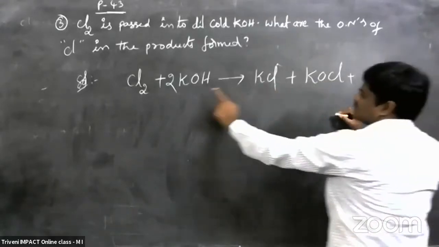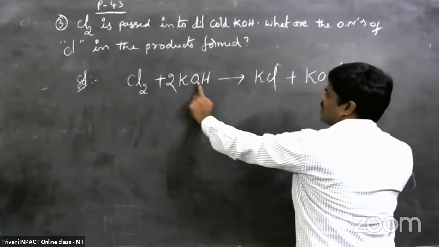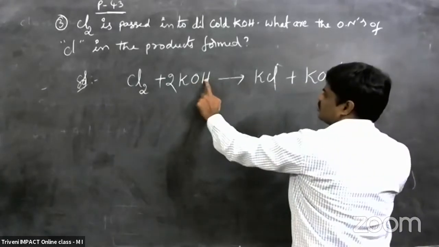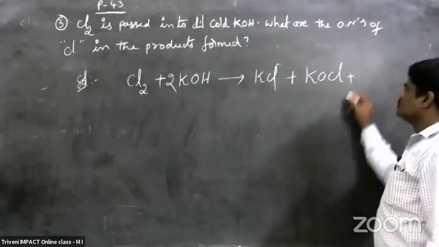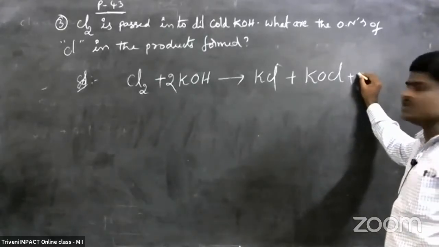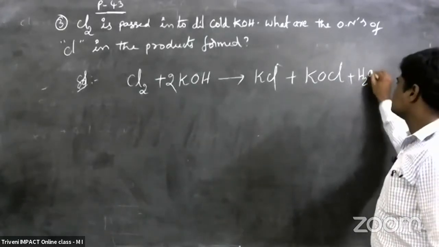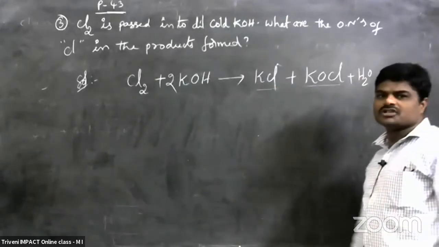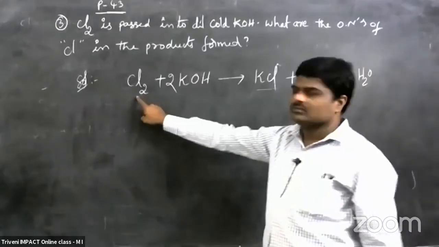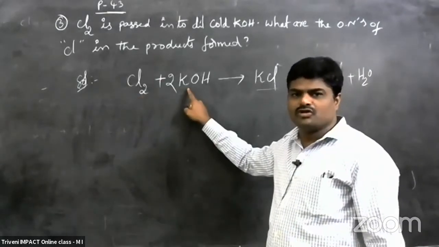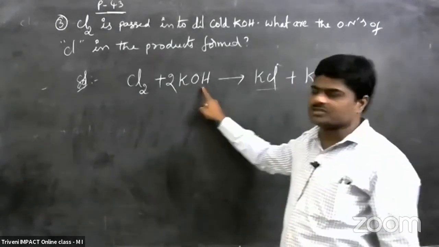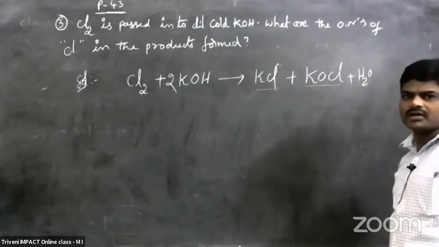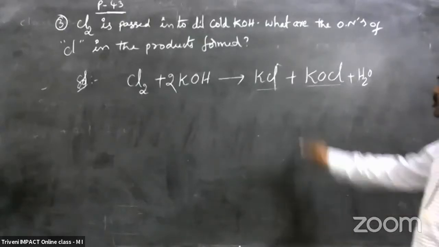Plus, what is the remaining? Out of 2 oxygens, 1 oxygen we have written here. Still 1 oxygen is there, and 2 hydrogen atoms are there. So 1 oxygen, 2 hydrogens, nothing but H2O. So this is the equation, and these two are the products. See once again, chlorine reacts with dilute cold potassium hydroxide, it gives potassium chloride and potassium hypochlorite, KCl and KOCl. So these two are products.